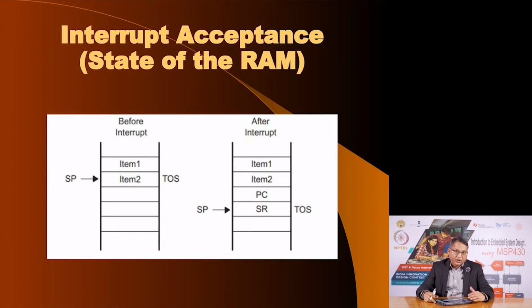To help come back to the main program, this is a reflection of what would be the state of the RAM. Let us say before the interrupt happened, the stack pointer was pointing to this address, and whenever the interrupt happens, it has to store two contents, two words. One is the program counter and the other is the status register. Now, TOS stands for top of the stack. So, what was top of the stack here is now at this location. 4 memory locations are used to store these two registers, the program counter and the status register.